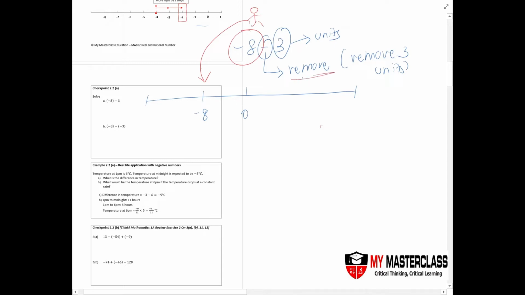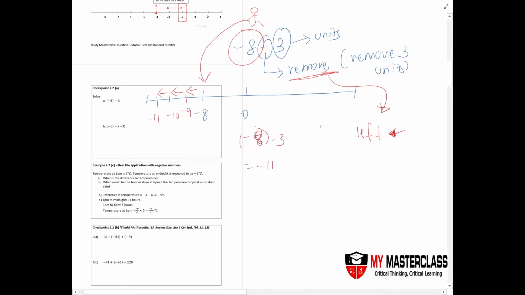So whenever you see a minus, always remember, you are moving towards the left, this manner. So let's move 1, 2, and 3. What will you get here? You have negative 8, negative 9, negative 10, and then negative 11. So what does this tell you? It tells you that negative 8 minus 3 would give you negative 11.